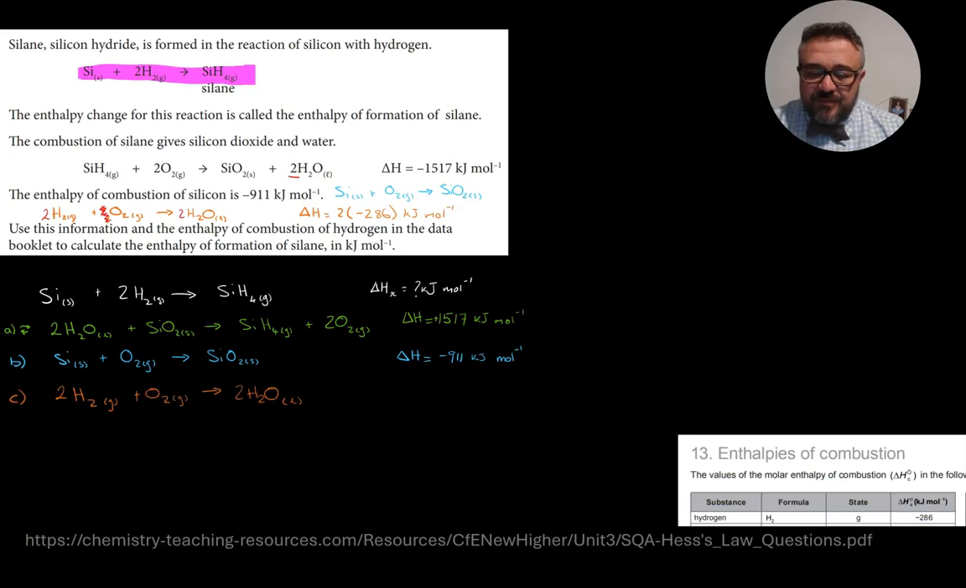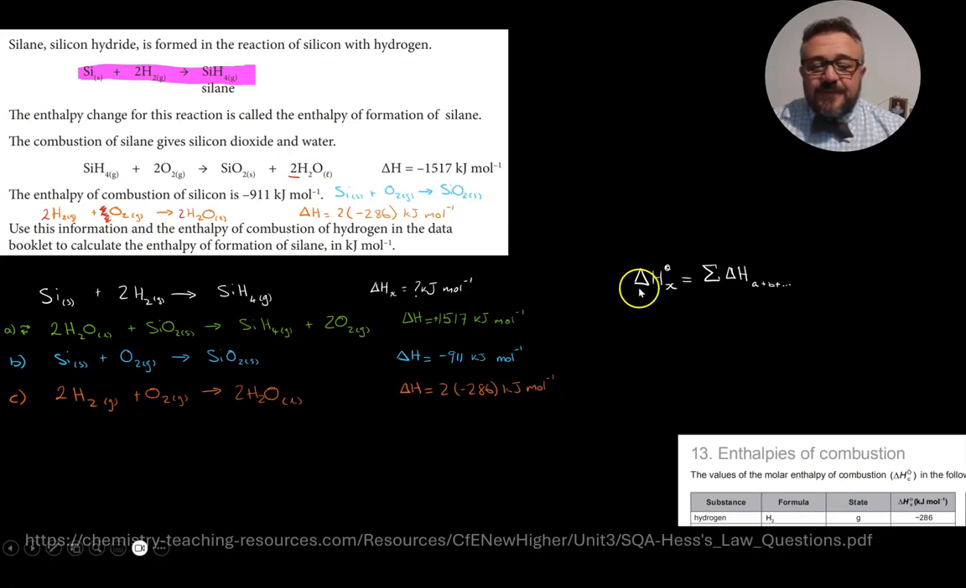Then we need to bring our water in. So our water needs to be doubled to get us to there, because again that's a middle step, so we want to get to there in the middle, which will then use that to get to there, and so on. So we're at 2 times minus 286 kilojoules per mole, and then we're just going to add them together. That's all it is.